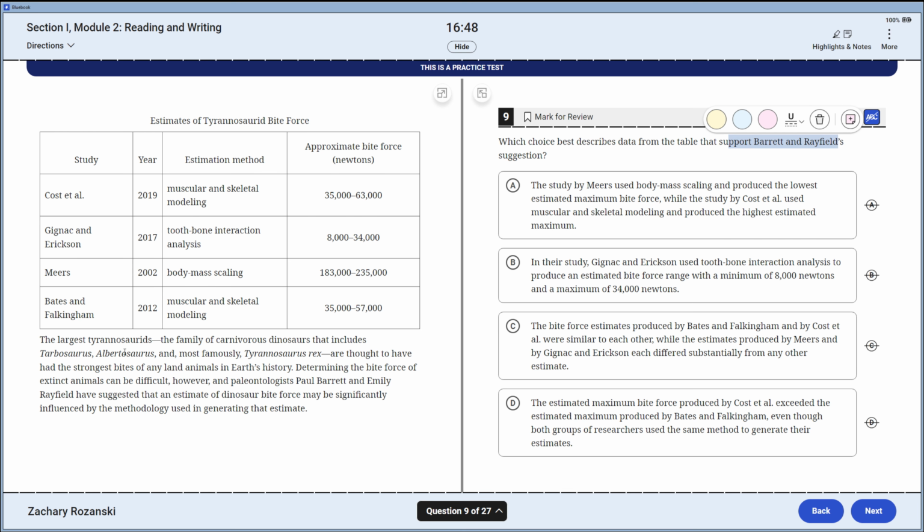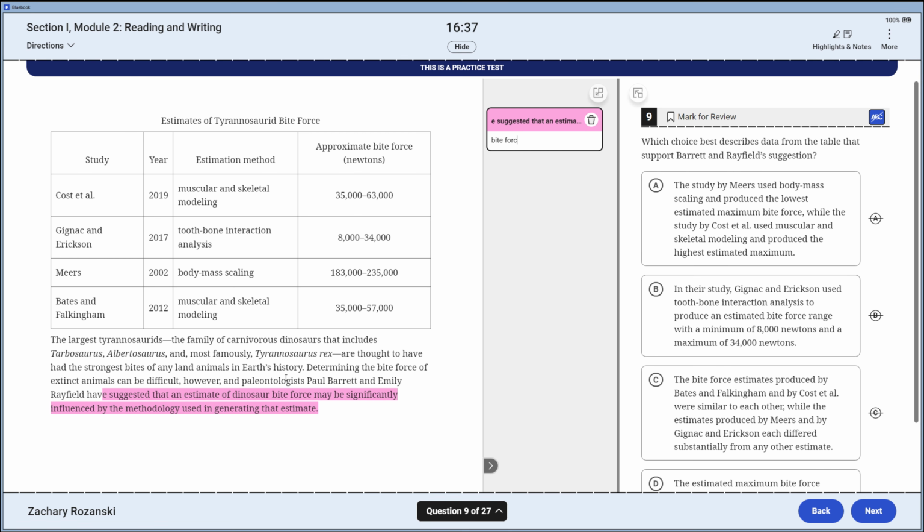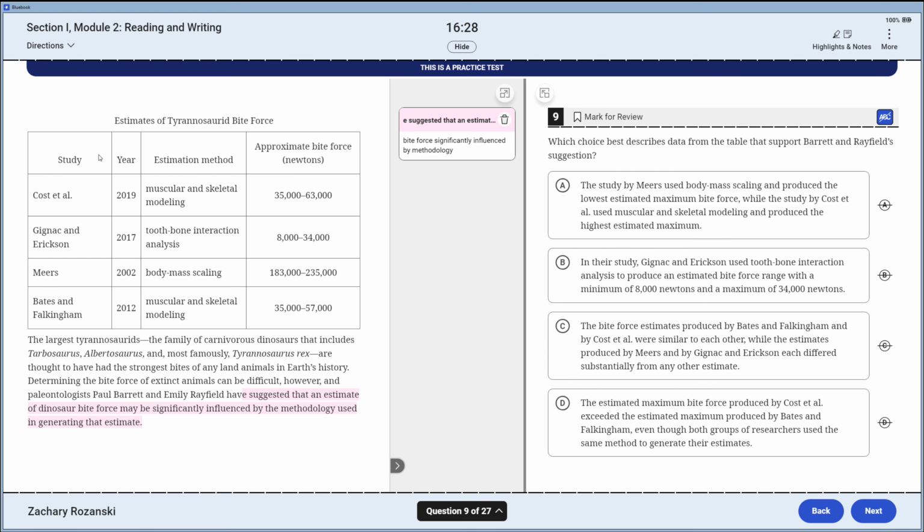We were going to support their suggestion with the table. These are estimates of T-Rex's bite force, so we can grab a suggestion. The estimate of the bite force is significantly influenced by the methodology used to generate that estimate. The study by Mears used body mass scaling and produced the lowest estimated bite force. That's not true. I think it's the highest one. Yeah, it's the highest. In their study, G and E used tooth bone to produce an estimate. That's good, but I already know that's wrong, because I want something about bite force being influenced by methodology.